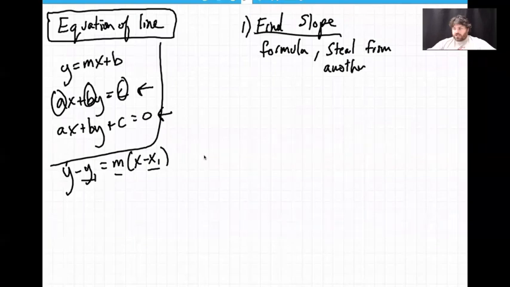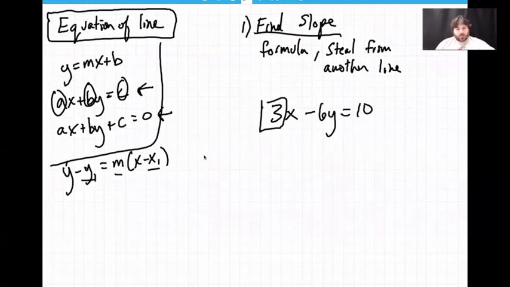Now remember, when you're stealing the slope from another line, if they give it to you like this, 3x minus 6y equals 10, you don't get to say the slope is 3, because this is not in the form where m is, right? This is a and b and c. You've got to solve for y.